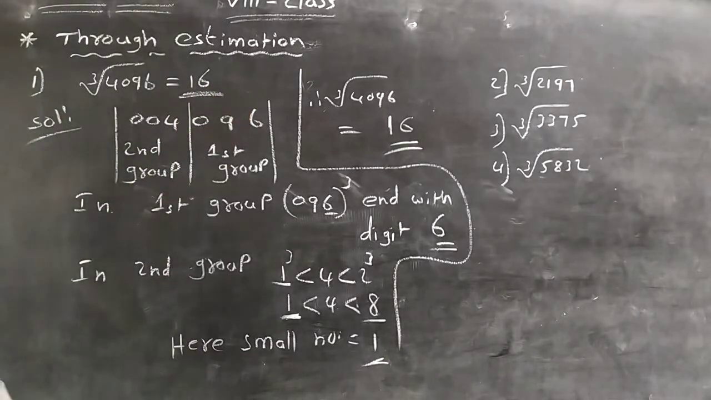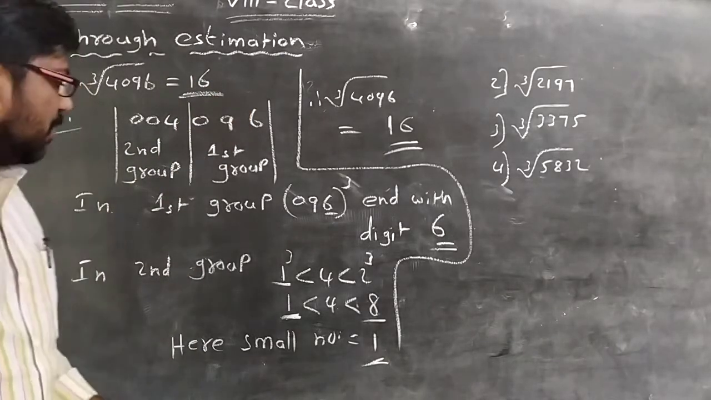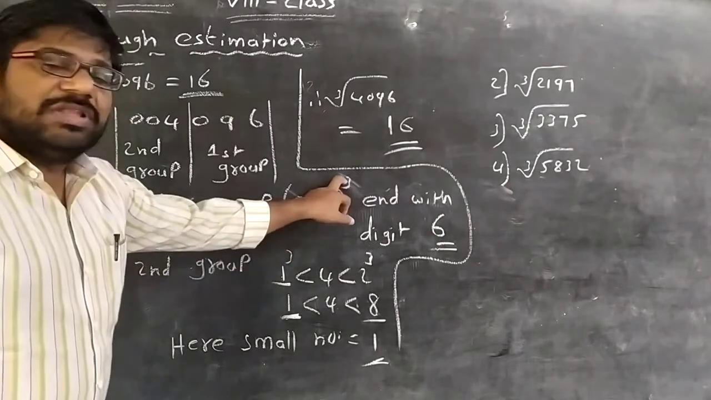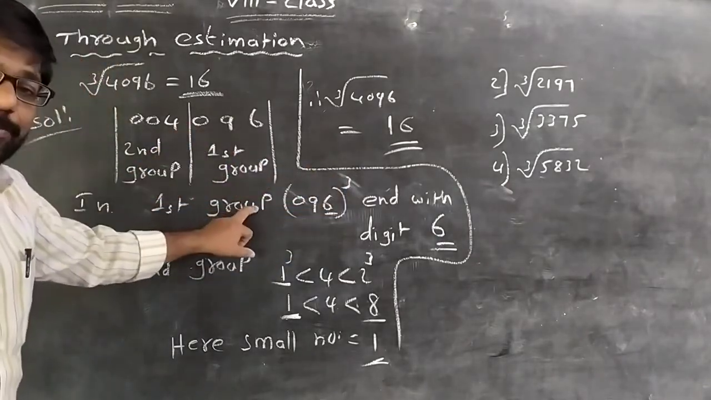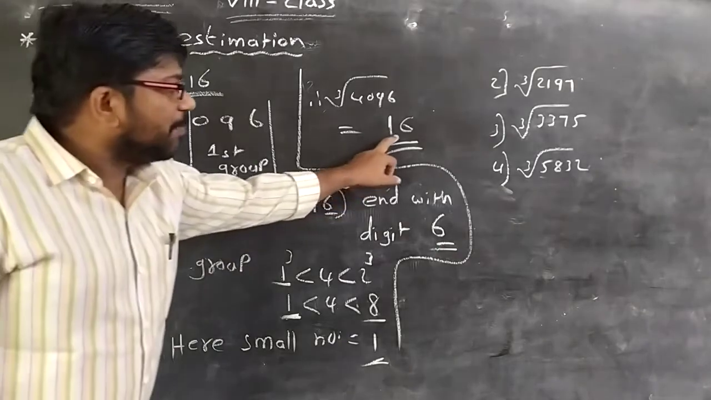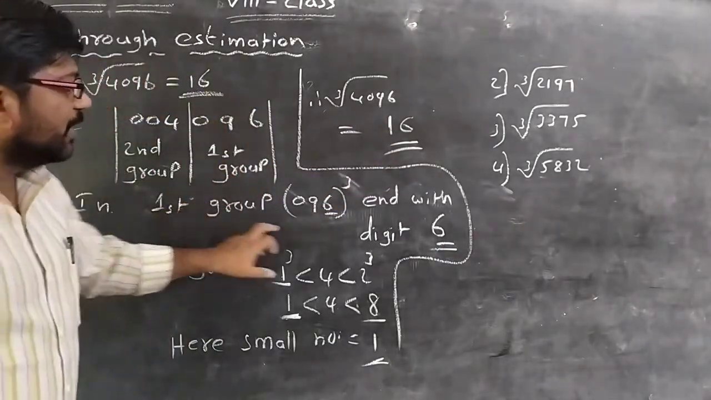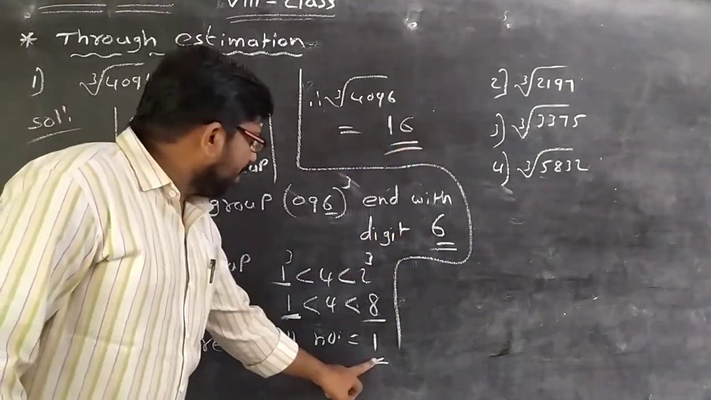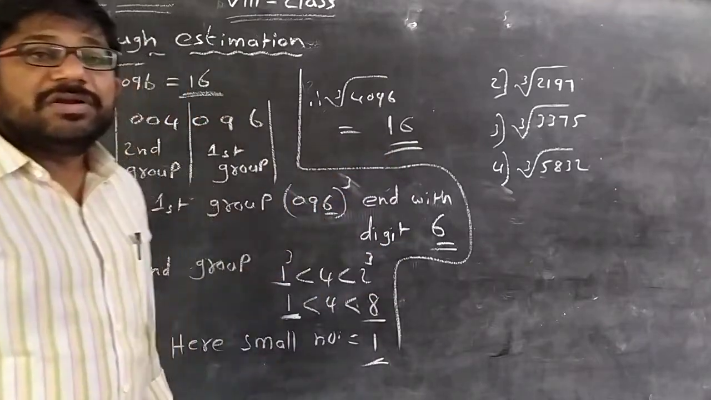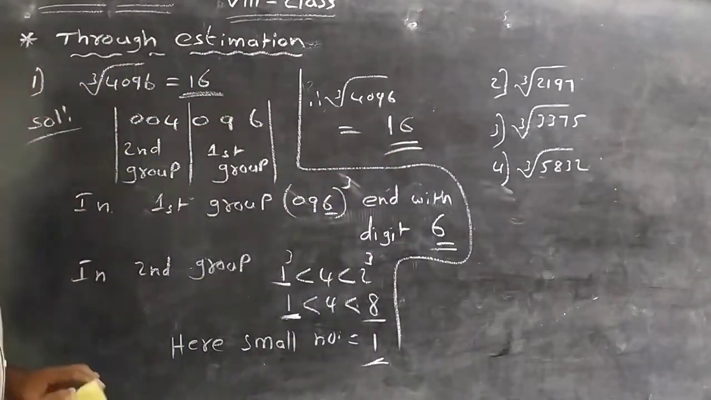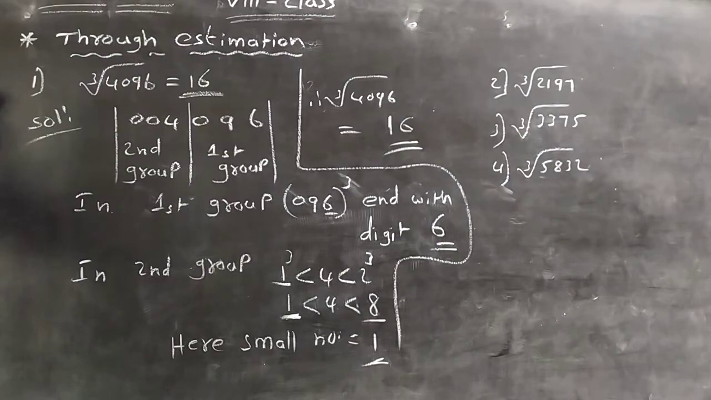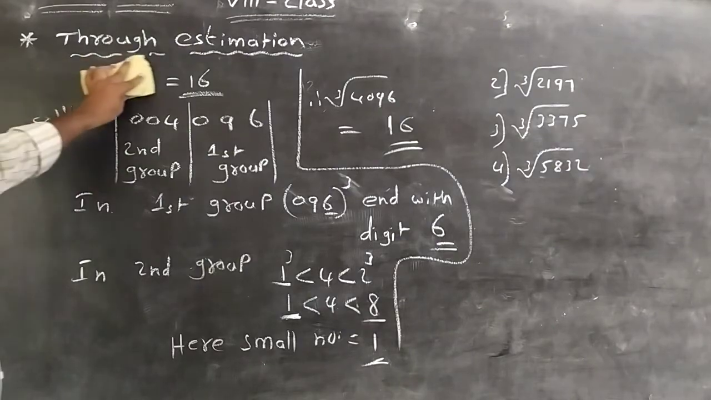Okay, let me do one more problem. It is common: the first step, second step, third step, and the fourth step is the answer. So it comes in the units place and the small number comes in the tens place, right? Okay, let me do one more problem.